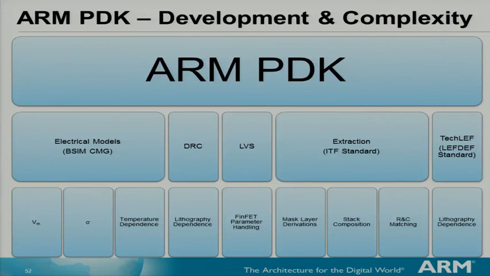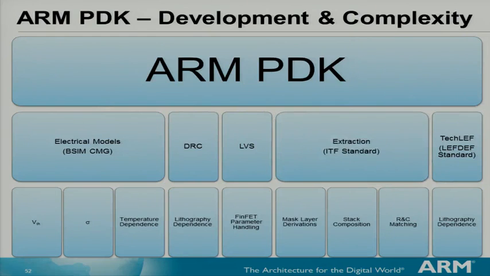So what we've been doing within R&D is what we're calling the ARM PDK, where we have the electrical models based on BSIM-CMG. Now, these are different from the public models because we have internal information based on which we decide how to set up the transistor targets. We have DRC, LVS, basically the design rule checker and the layout versus schematic checker.